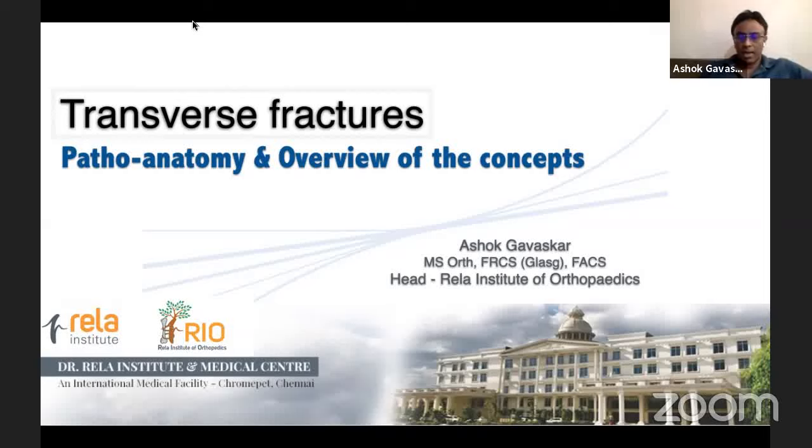So I'll get things started for the day. We'll start with the pathoanatomy of transverse fractures, and I'll also give you a brief overview about the concepts and principles that you need to understand in treating this fracture successfully.